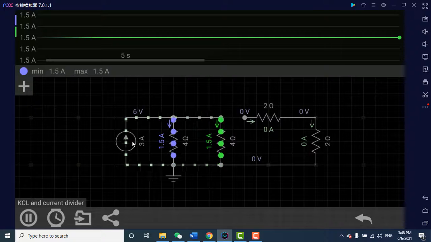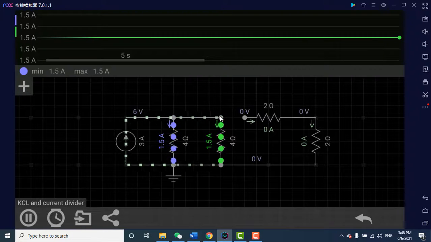Here you can see 3 amps of current is going toward this junction, and 1.5 amps is moving in this branch and 1.5 amps is moving in this branch. The total entering is 3 and leaving is how much? 1.5 plus 1.5 is also 3.